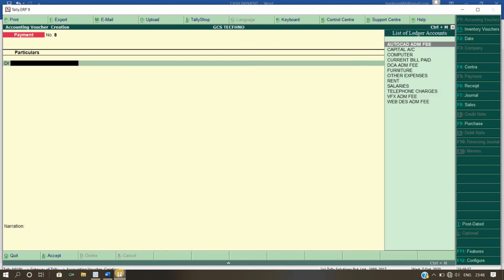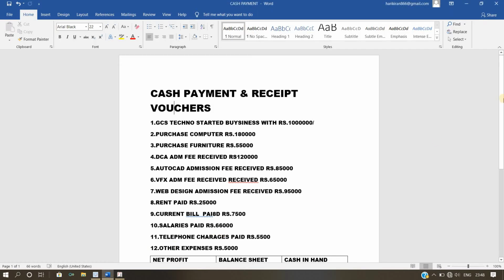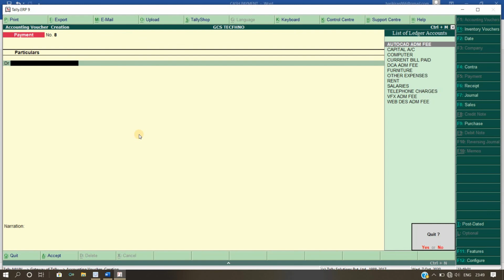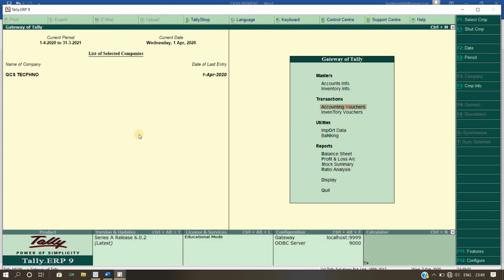Okay, see friends, now I have created ledgers. Okay, let's check now. I should get the values of this. I should get net profit of 2,56,000, balance sheet 12,56,000 and cash in hand 10,21,000. Okay, let's check this. Press escape. Yes. And now go to balance sheet.